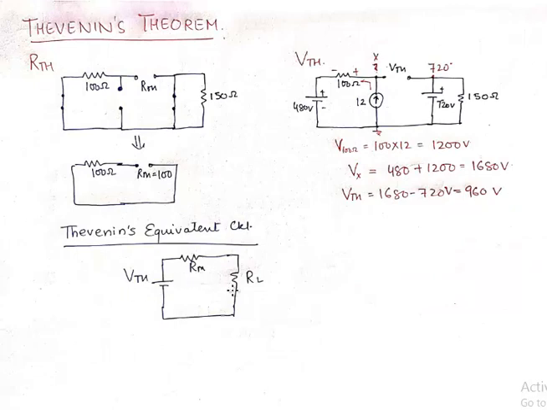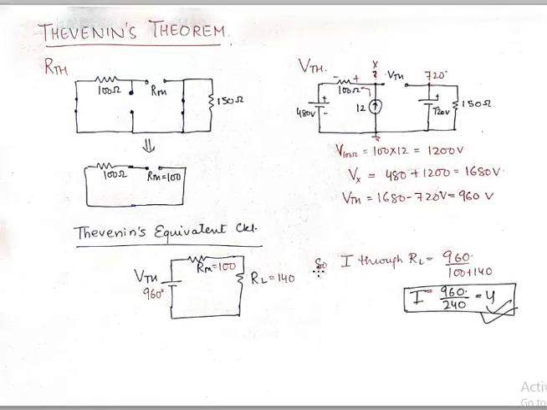VTH in series with RTH and RL. So if I put 960 here, and 100 ohms here, and RL to be 140, my load resistance was 140. So what I get is, the current through this series circuit is 960 divided by 240, which is 4 ampere. And so far we've consistently gotten the same result without any problem using all the 4 techniques.